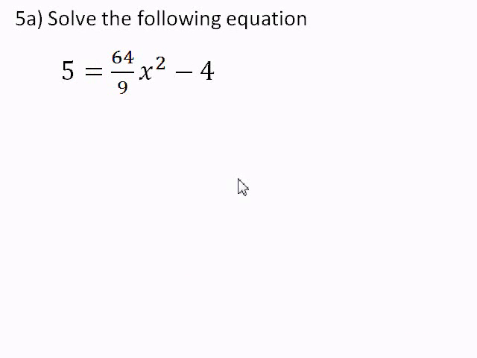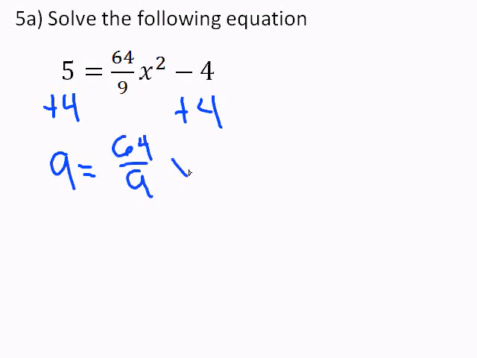Here's an example for you to try. Go ahead and work it out, pressing pause, and press play when you're ready to see the answer. Alright, for this one we work it out much the same way. We're going to add 4 first to both sides, giving us 9 is equal to 64 over 9 x squared.